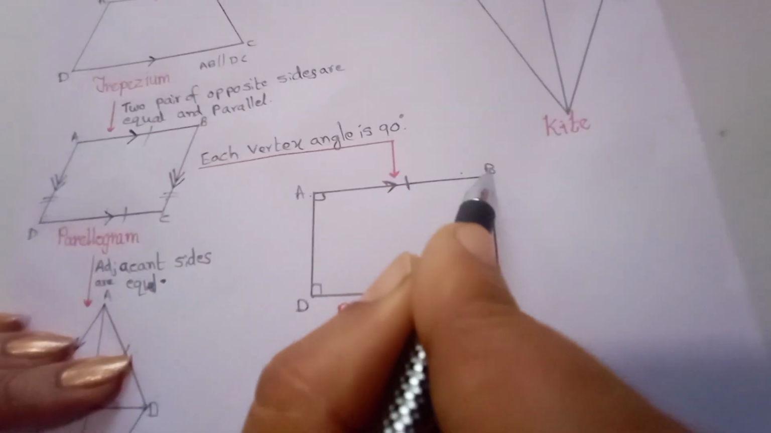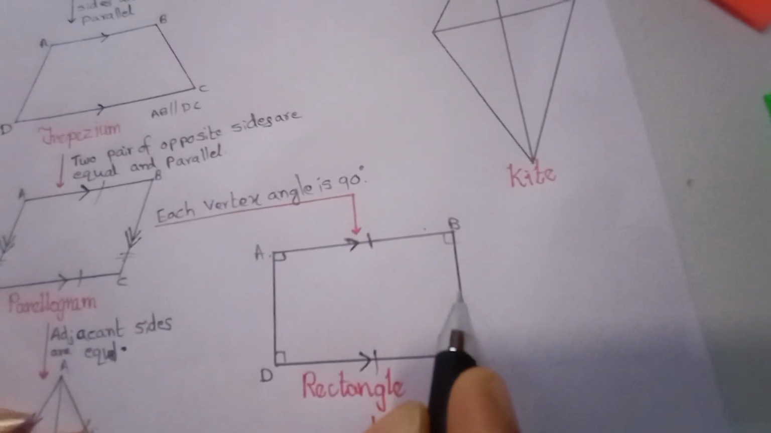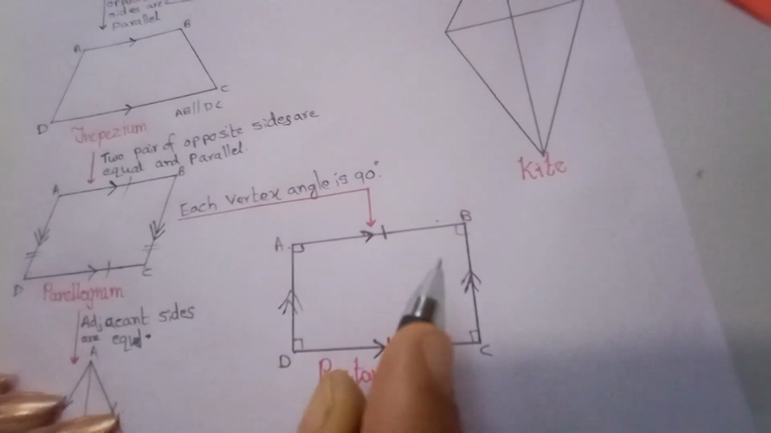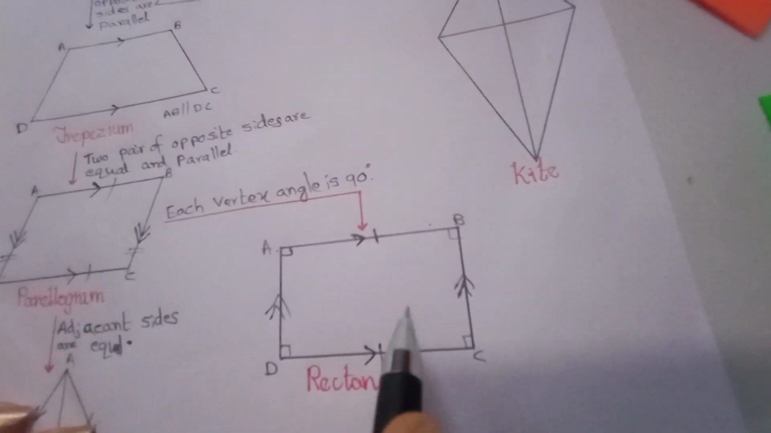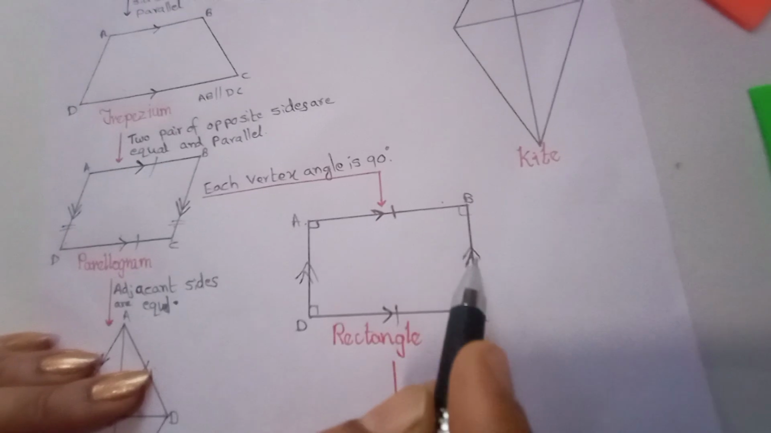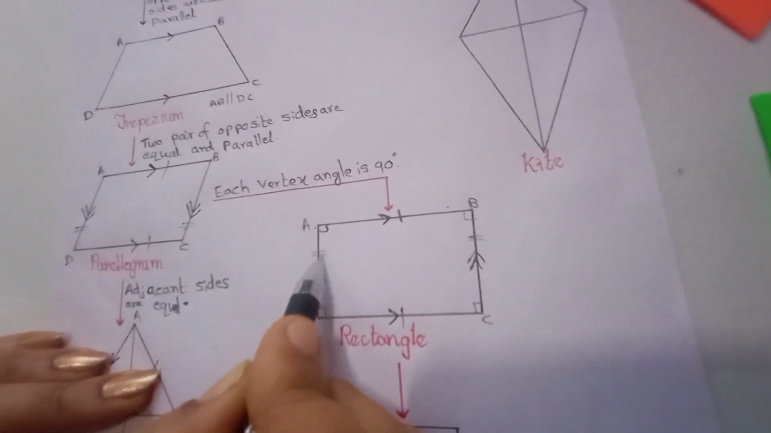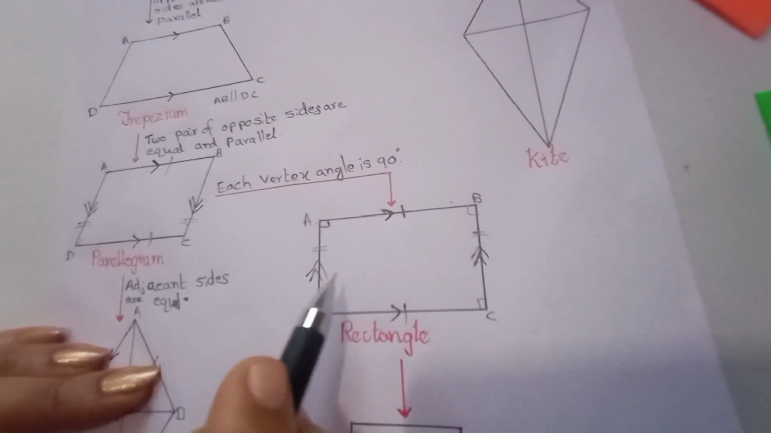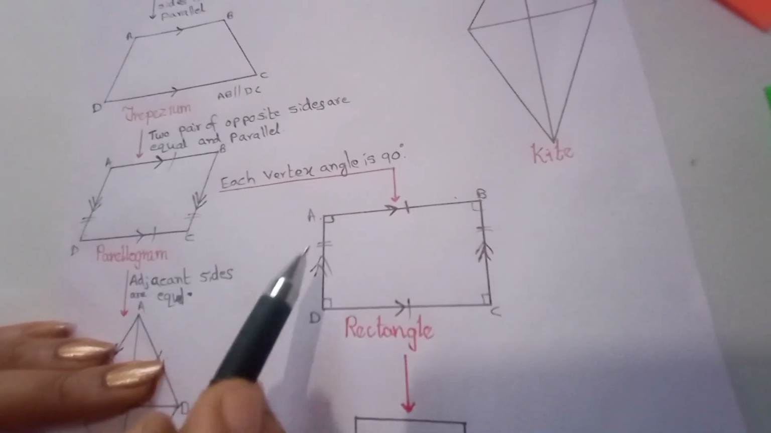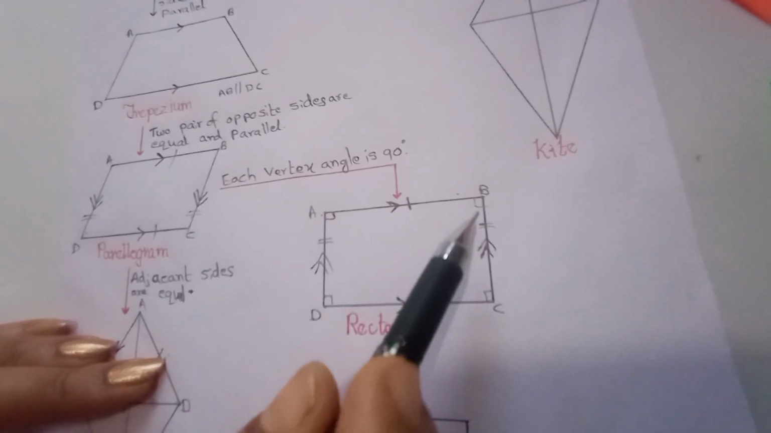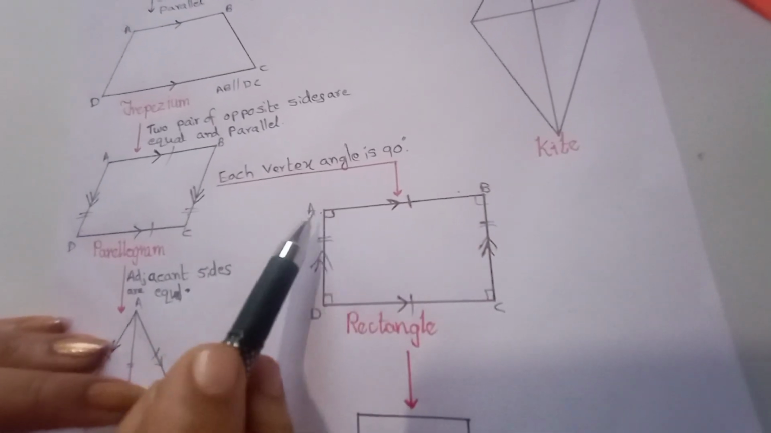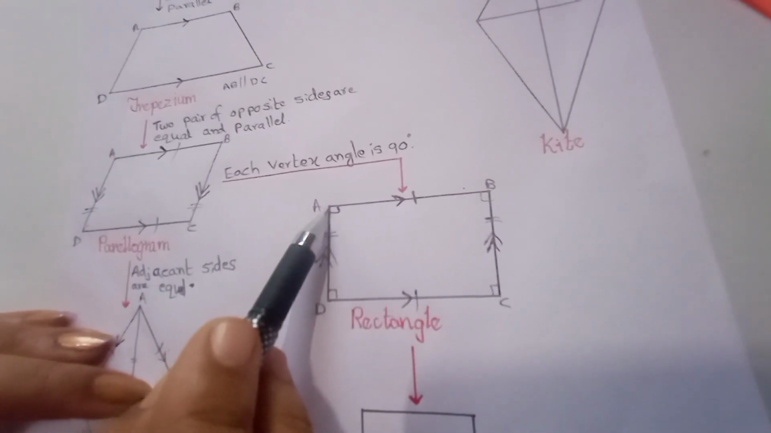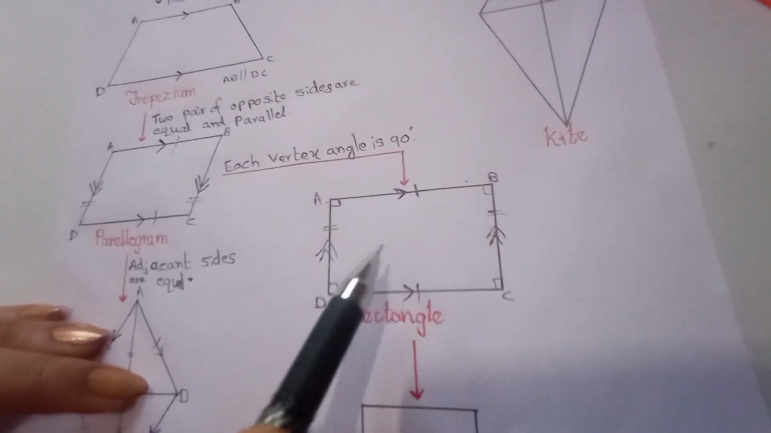Next, this side BC parallel AD and BC equal to AD. Like this. And diagonals are equal. They intersect and bisect at a point.